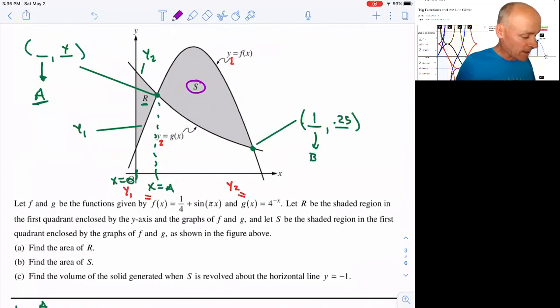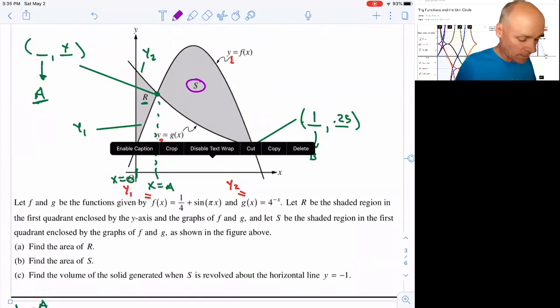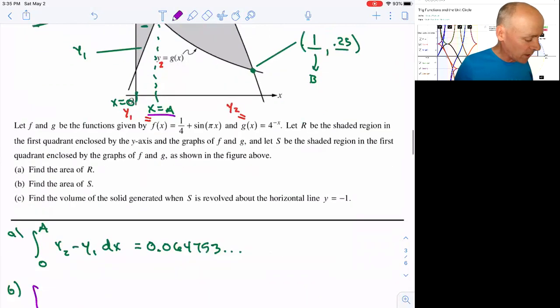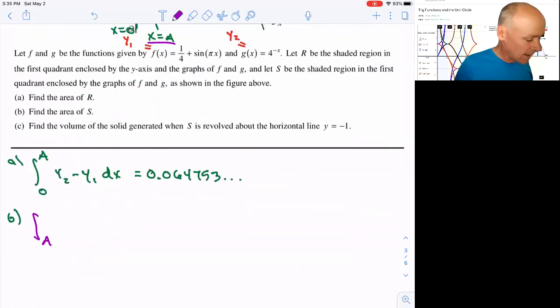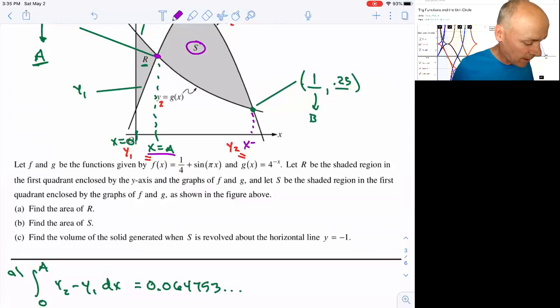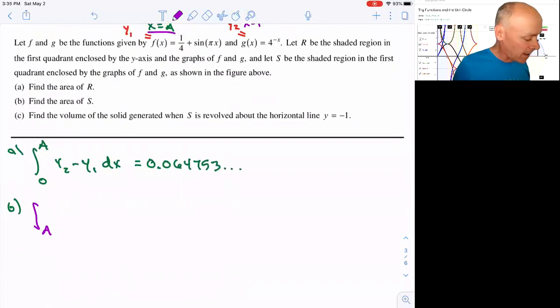And this time I can see that I'm going to start at this x value, so my lower bound is going to be a. And my upper bound I'm going to go to right here. I found that the x coordinate at that point of intersection is 1. So lower bound is a, upper bound is 1.